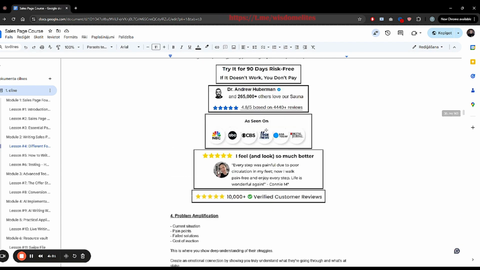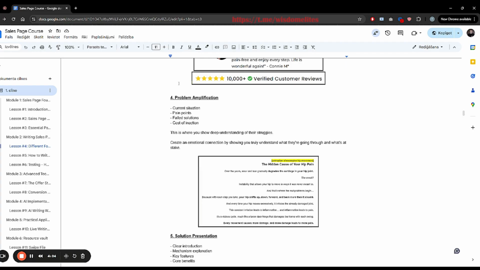Now, moving on, you can have the problem amplification. Talk about the current situation, the current pain points, failed solutions, and cost of inaction. If you keep ignoring it, or keep messing around with solutions that don't work, it can only get worse. This is where you show deep understanding of their struggles, and create an emotional connection by showing you truly understand what they're going through and what's at stake.